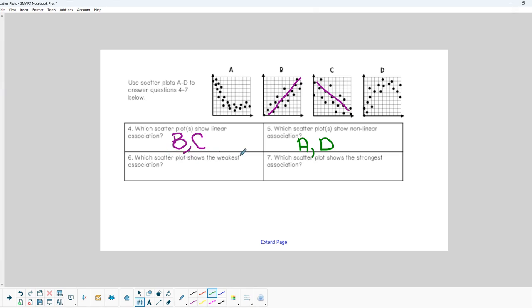Which scatter plot shows the weakest association? That would be C, because the points are more spread out. Which scatter plot shows the strongest association? In that case, it's probably A, because all the dots seem to be really close together, and then A and B would come in second. But right now it looks like A, the points are the closest together.